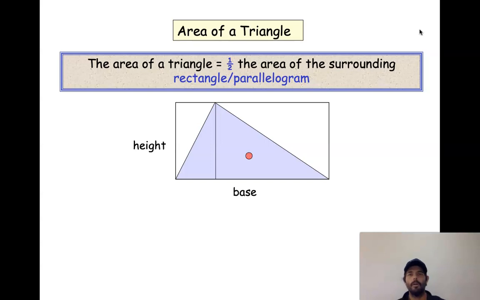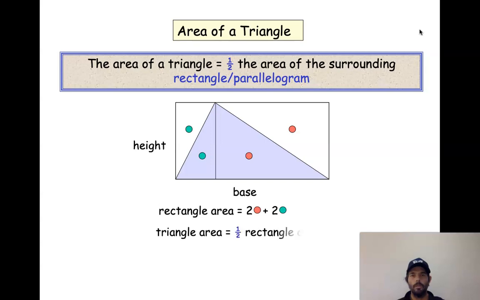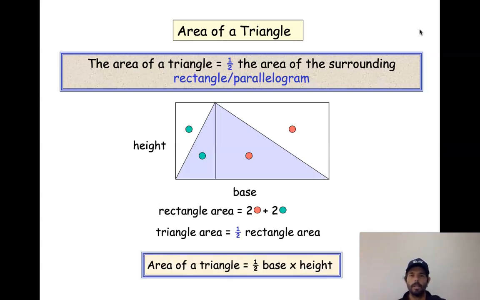There's half of the rectangle on the right hand side, and there's the other half, and then the rectangle on the left hand side, that's half of that rectangle. So even in a shape like that, you can manipulate it so that you can see that the triangle is half of the rectangle. The rectangle area will be 2 red dots plus 2 green dots, so the area of the triangle will be half the area of the rectangle. That's base times height divided by 2, or half base times height.